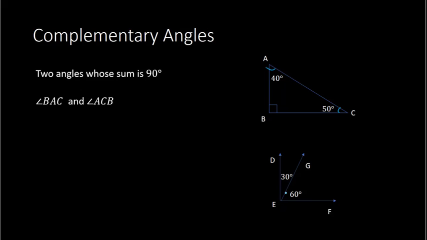Here's another example. We see two angles, one being 30 degrees, and then this one is 60 degrees. So 30 plus 60 is 90. So these two angles are complementary. So we would name this first angle as angle DEG. Then the other angle is angle GEF. So those two angles are complementary.